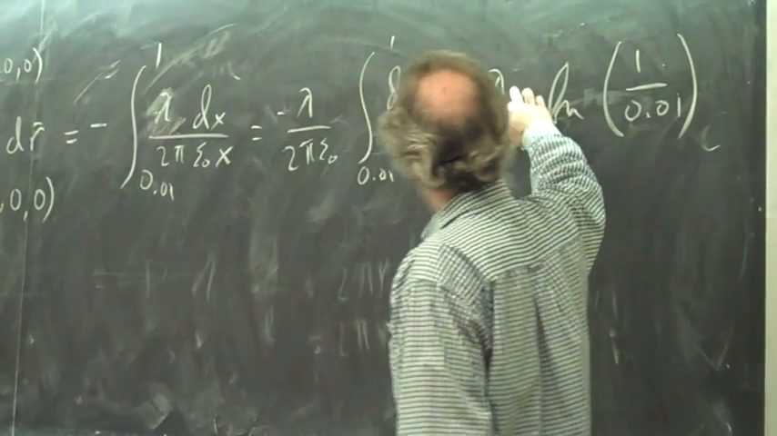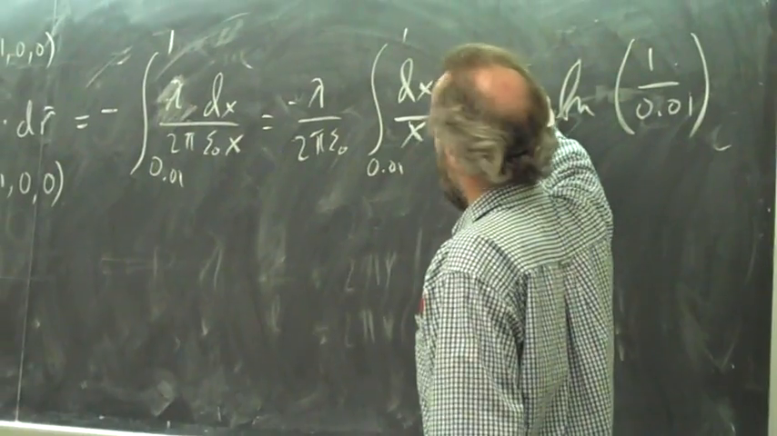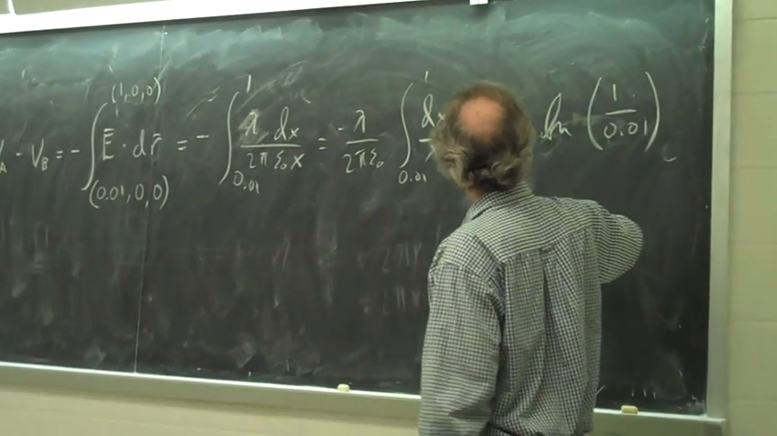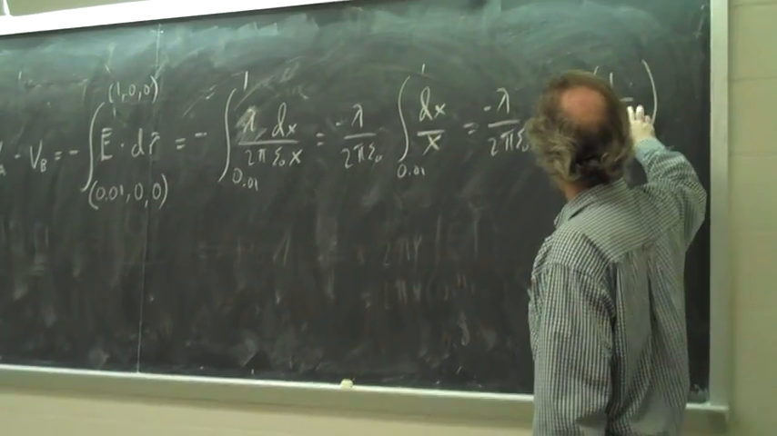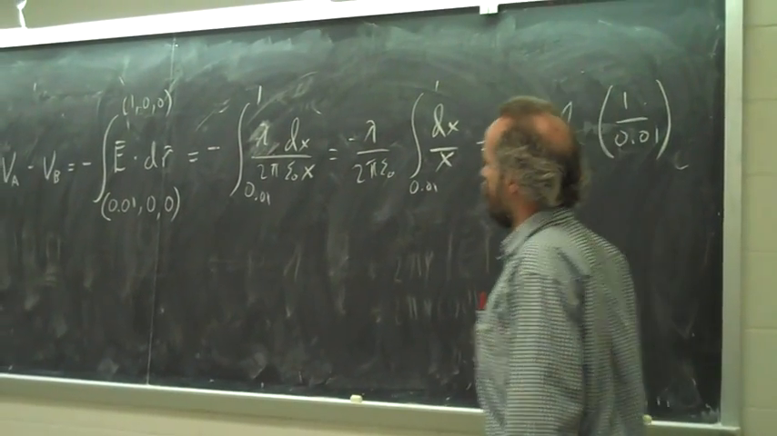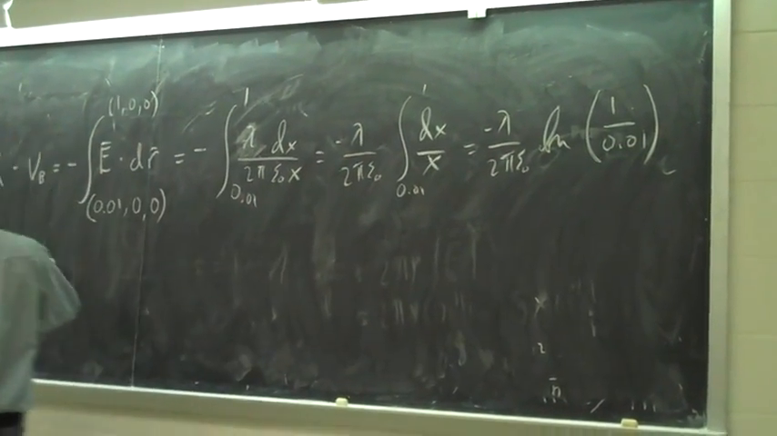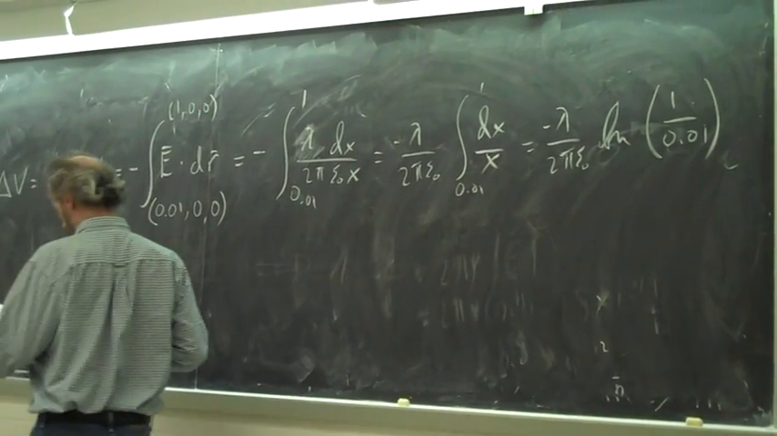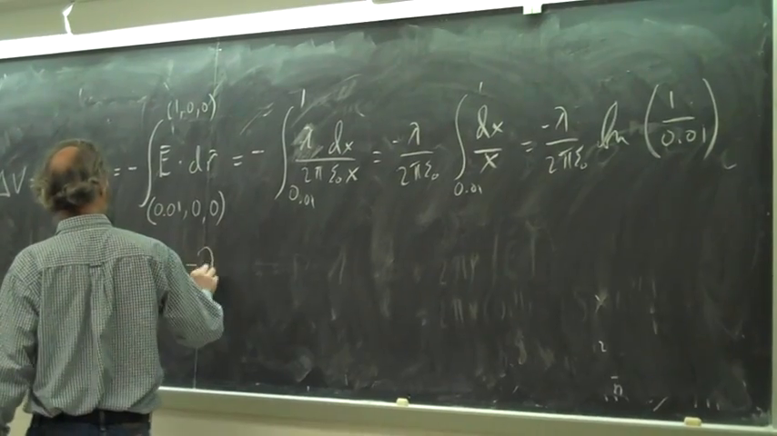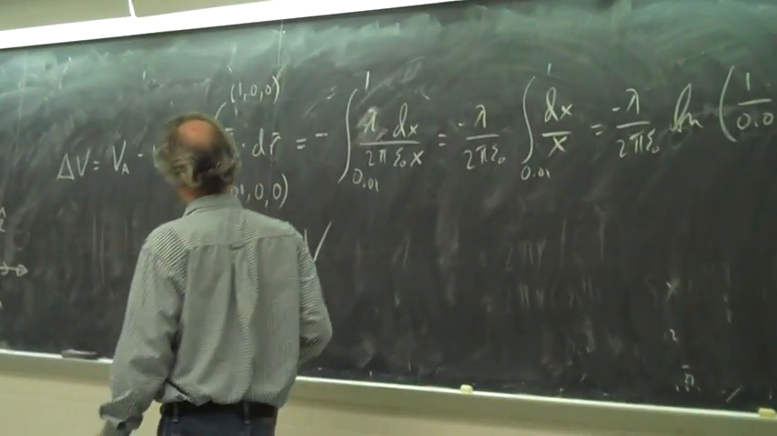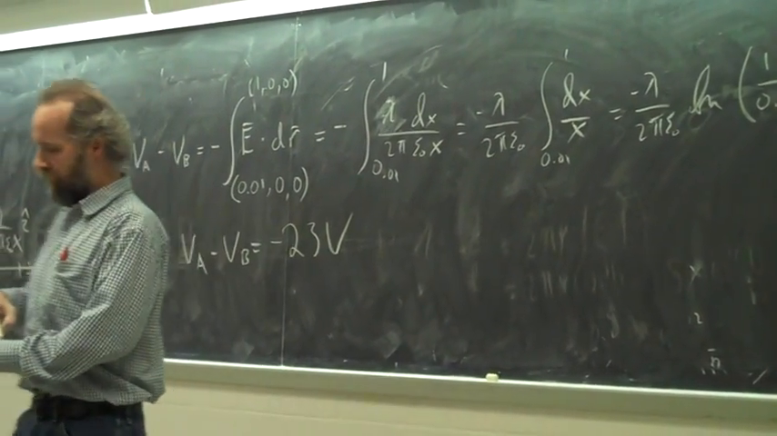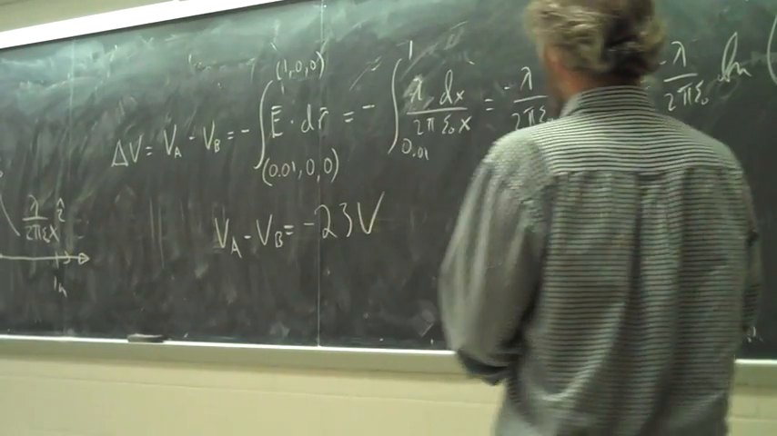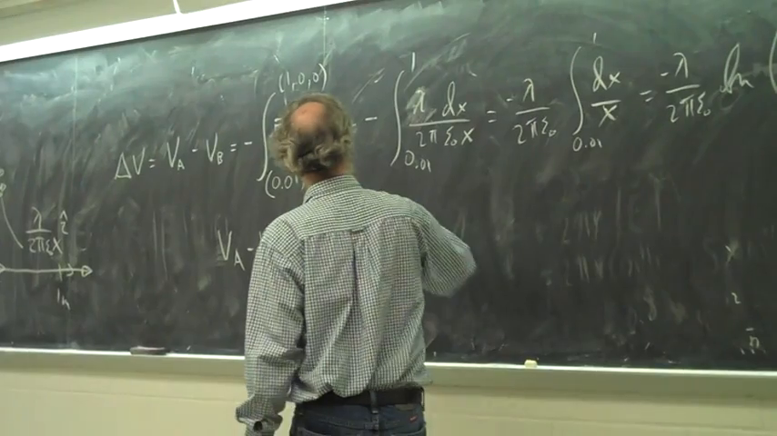And I guess you can plug in for all this stuff. The lambda was from the first part. Epsilon naught is given on the front page. This is natural log of 100. Right? And that would give you VA minus VB. If you do all that, I think I got around minus 23 volts. And the only silly part here was I asked for VB minus VA. So that VB minus VA would be plus 23 volts.